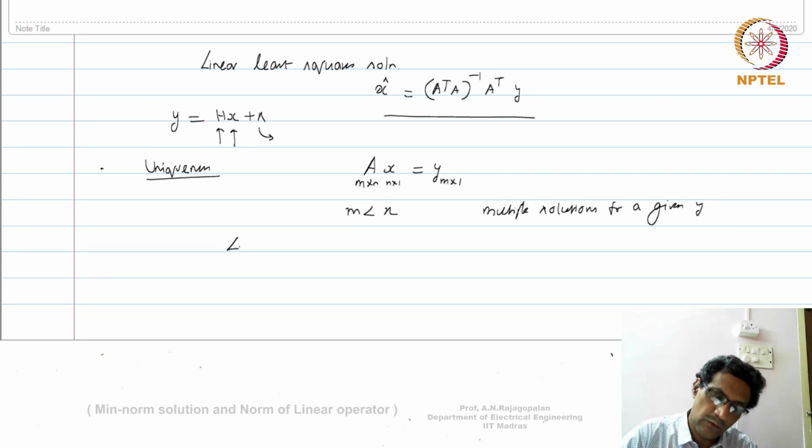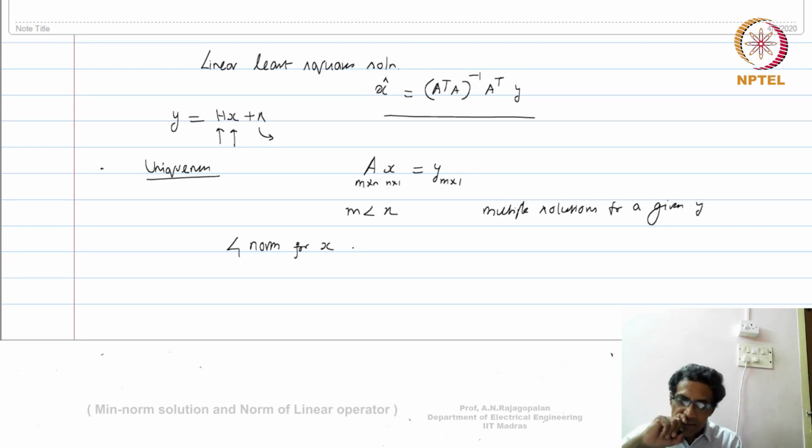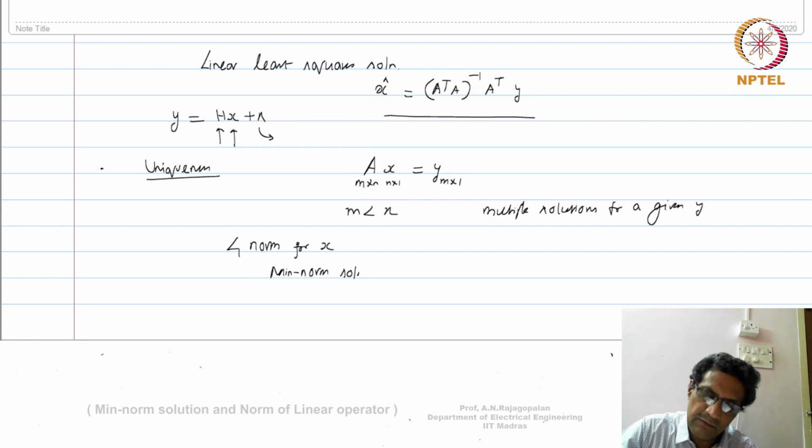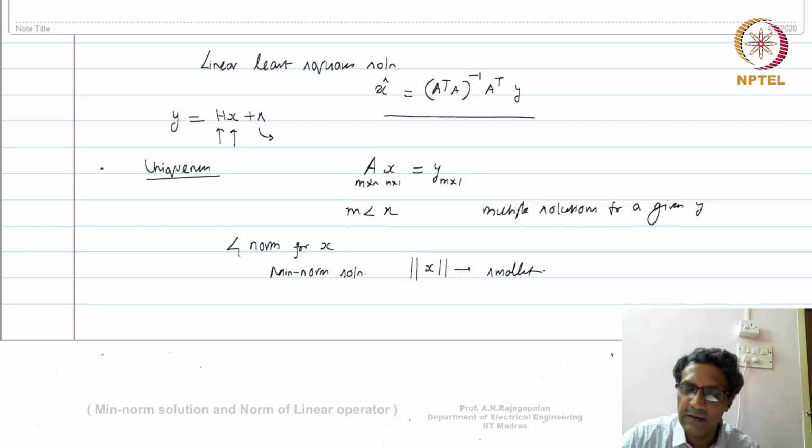So what one could do is look for an L1 norm for x. You could look for that x which has the smallest L1 norm. This is something like sparsity, which is useful in compressive sensing kind of applications. But the easier thing to ask for is what is called the min norm solution. That means find, among all the x's that satisfy Ax equal to Y, the one that has the smallest norm. It's really called the min norm solution.